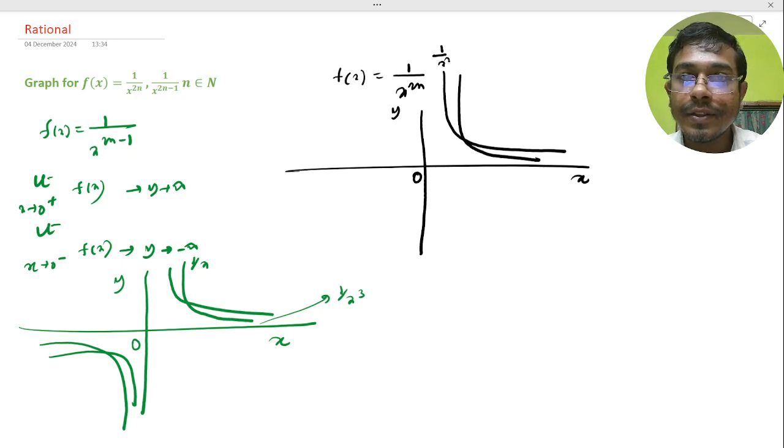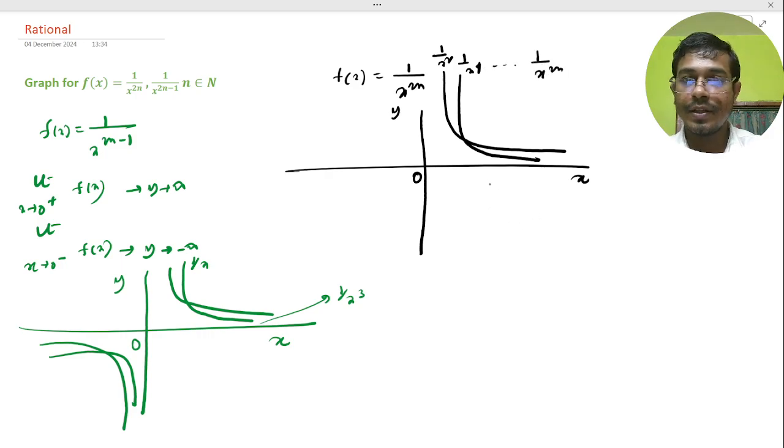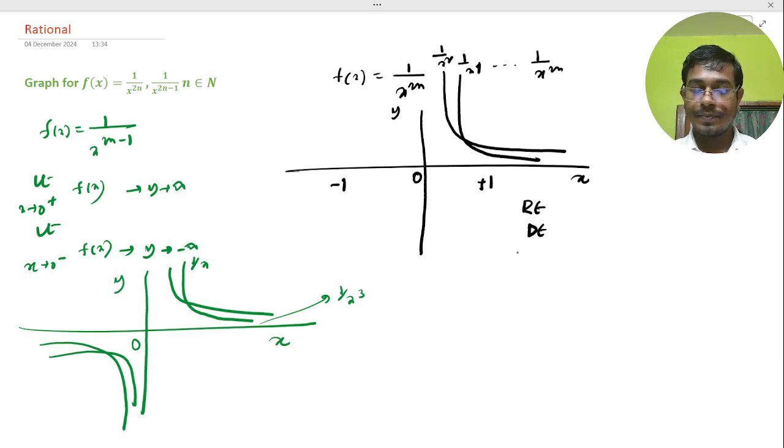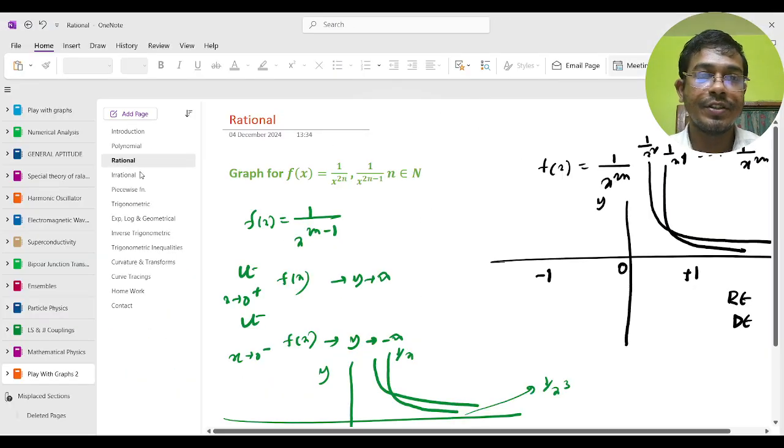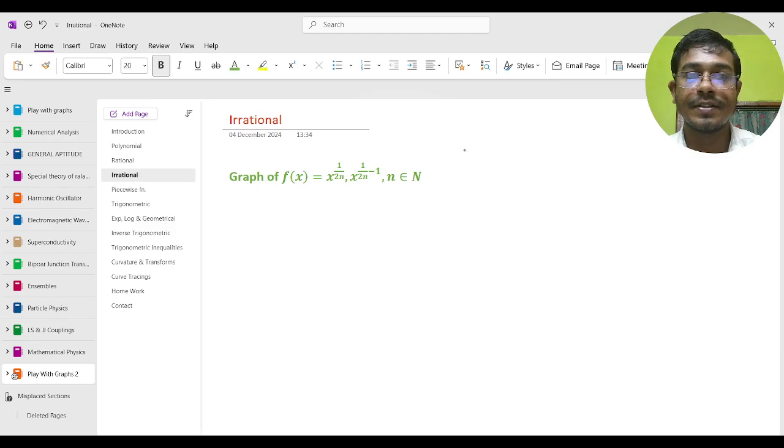This is basically 1 by x square, x to the power 4, dot dot dot, 1 by x to the power 2n plus 1. One thing is that the range is minus 1 to plus 1. So basically we just draw the graph in the principle of the range and the domain of the function, and the symmetric about origin or y axis. Let's go ahead to our next discussion, the irrational functions.